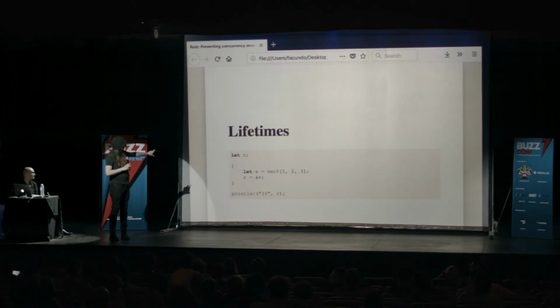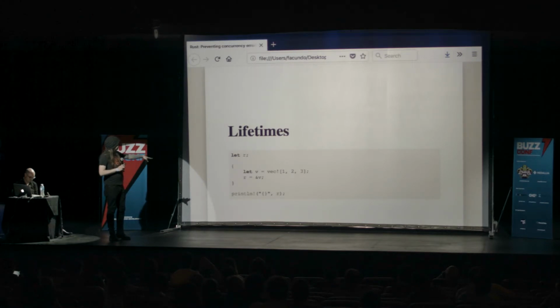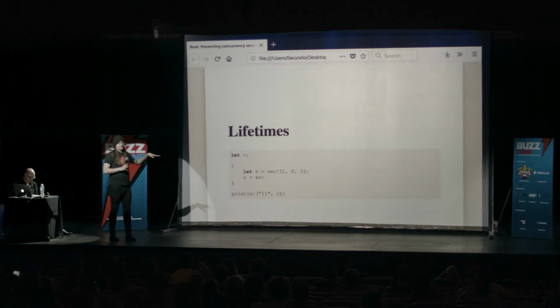And then I have these little curlies for an inner scope, and inside that scope, I'm going to make a vector of the numbers 1, 2, and 3, and then I'm going to set r to be a reference to that vector. Then our scope of code closes, and we print out the value of r.